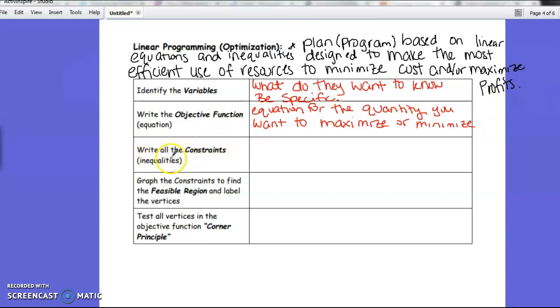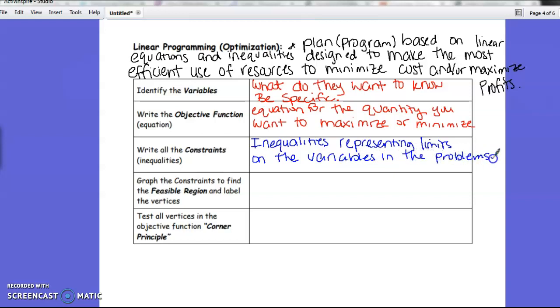Write all of your constraints. So these are your inequalities, and these are your limitations for your situation. Inequalities representing limits on the variables in the problem. So this is what makes it real world.